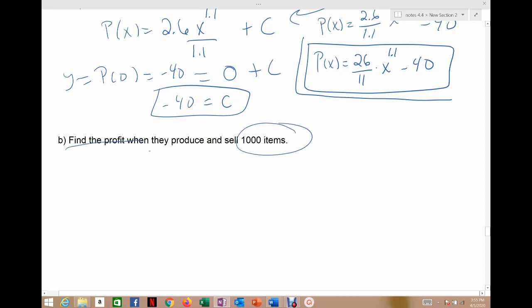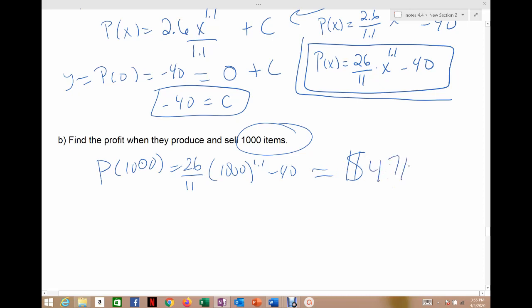Find the profit if they produce and sell 1,000 items. All right, so let's just take that profit equation and plug 1,000 into it. It's a dollar amount, so make sure you put units. So it's $4,716 and about 7 cents in change. All right, and there's the answer to part B.